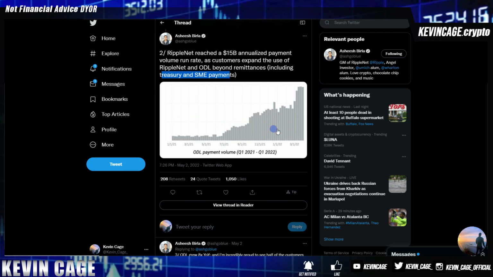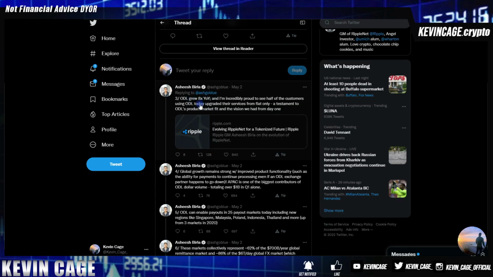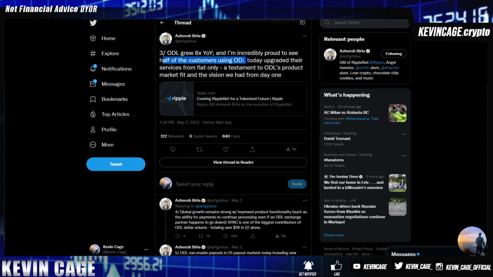The payment volume, slow and steady. Yes, we have a long way to go, but we're still seeing building. If you can't hold for the long-term, sell. I'll still be here. On-demand liquidity grew 8x year over year. Let me repeat that, 8x. We are seeing half of Ripple's customers using on-demand liquidity, cough cough XRP.